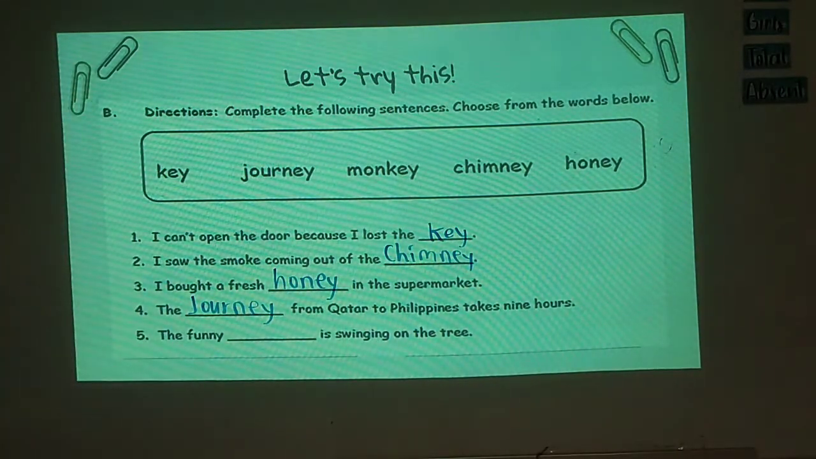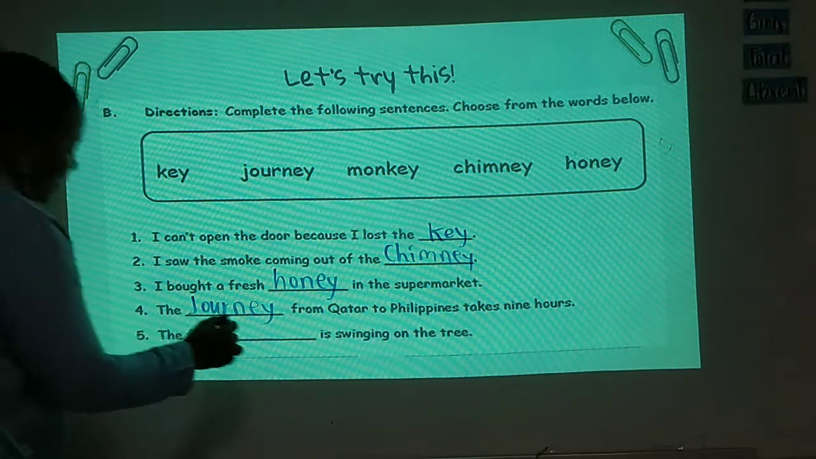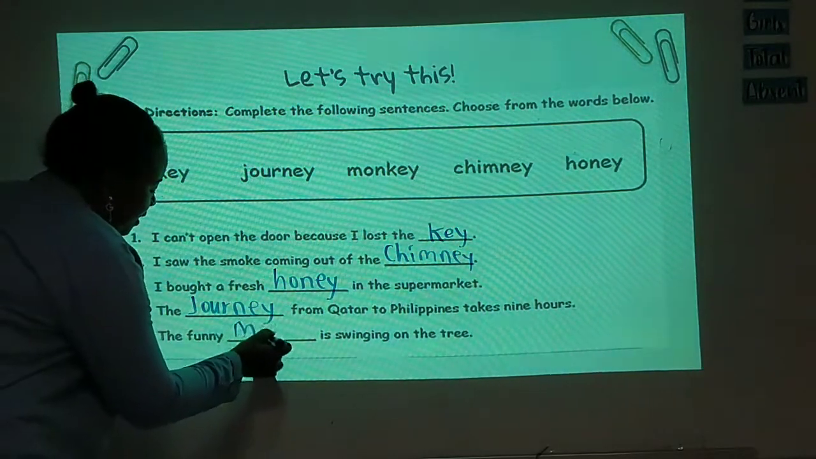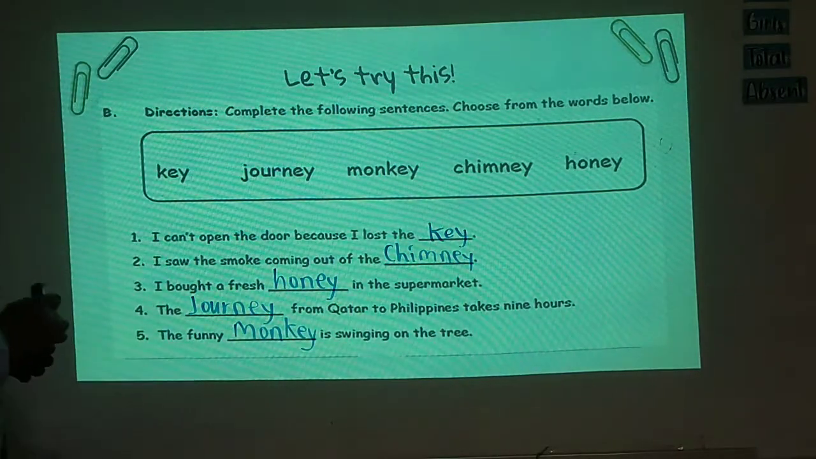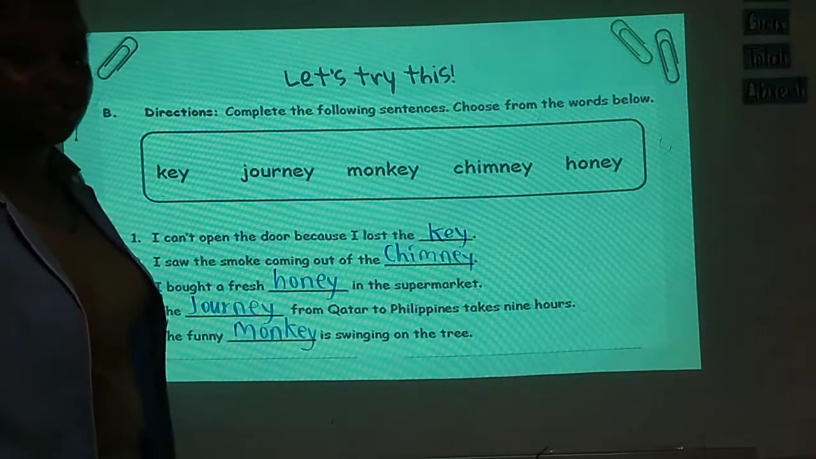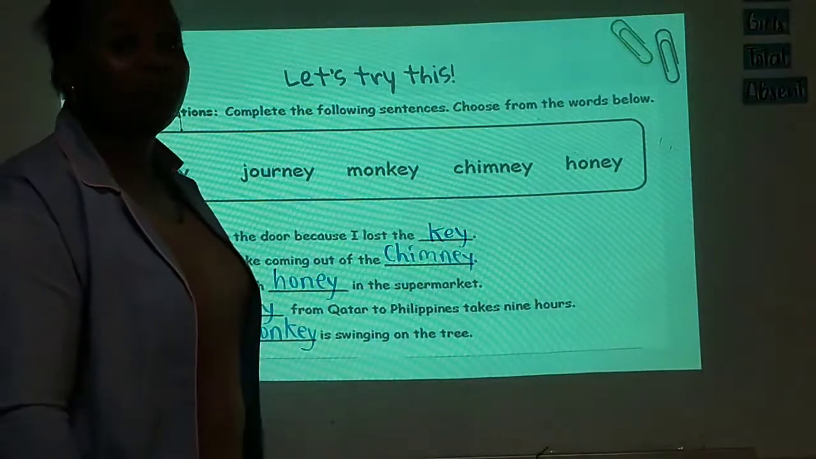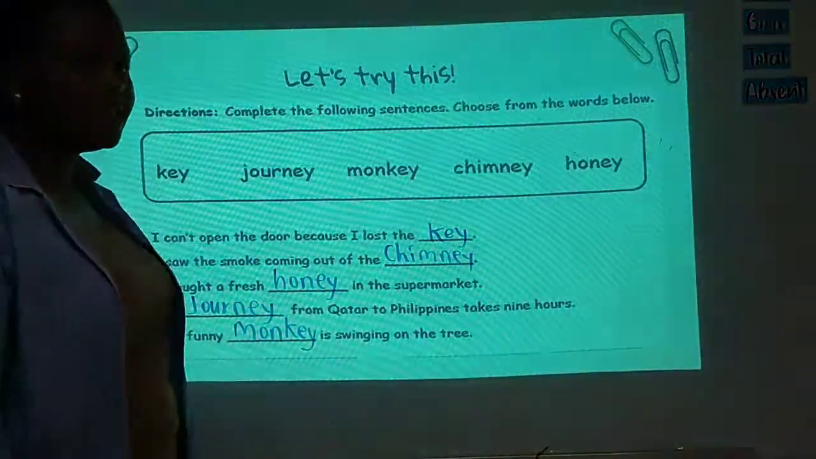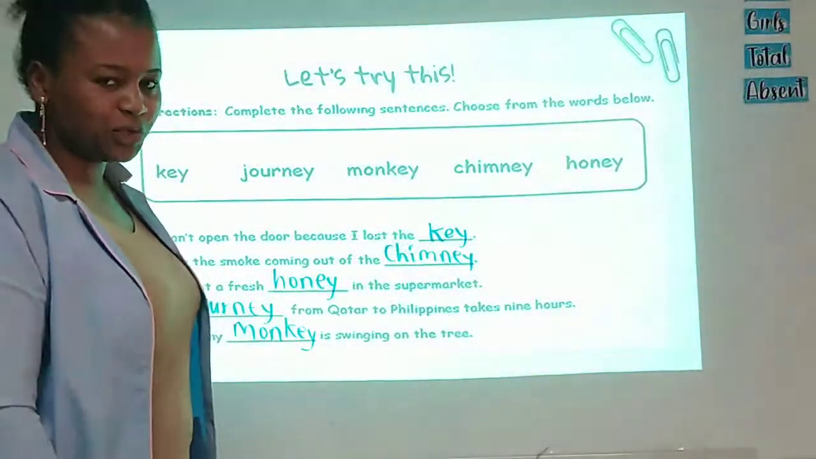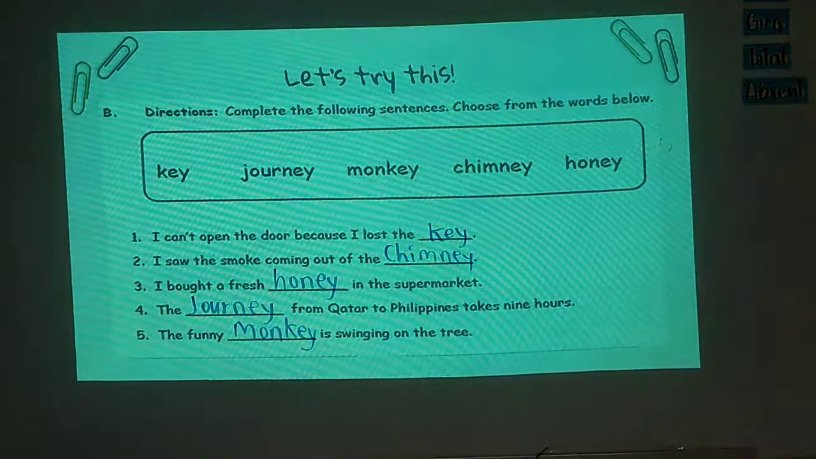So the last one, the funny dash is swimming on the tree. The funny what? Monkey. The funny monkey is swimming on the tree. So this is what you are expected to do in your spelling booklet. And if you don't have a spelling booklet, please write this in your English notebook. So move forward to the next.